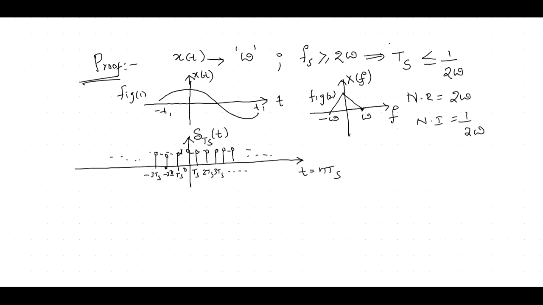So the corresponding mathematical representation for this delta Ts of t here is, how do we represent it? Fourier series concept. How to get the mathematical representation for any periodic signal? Fourier series. Fourier series application is for periodic signal mathematical representation. So using Fourier series, this complete train of impulse function can be represented as summation n equal to minus infinity to plus infinity delta of t minus nTs. So this is the train of impulse function mathematical representation.